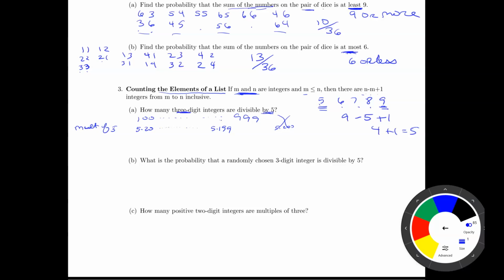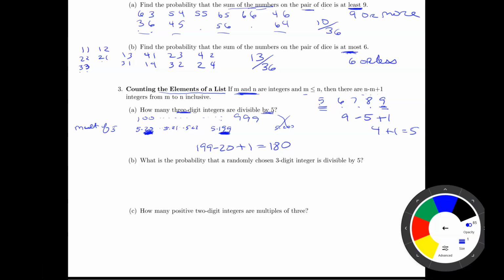Okay, so how many multiples of 5 are there? Well, here's 20, and here's 199, and I've got 5 times 21 in here, 5 times 22 in here. So I've got all the numbers from 20 to 199. So let's count the number of numbers. 199, subtract 20, plus 1, that gives me 180 multiples of 5, because I've counted the numbers 20 through 199.